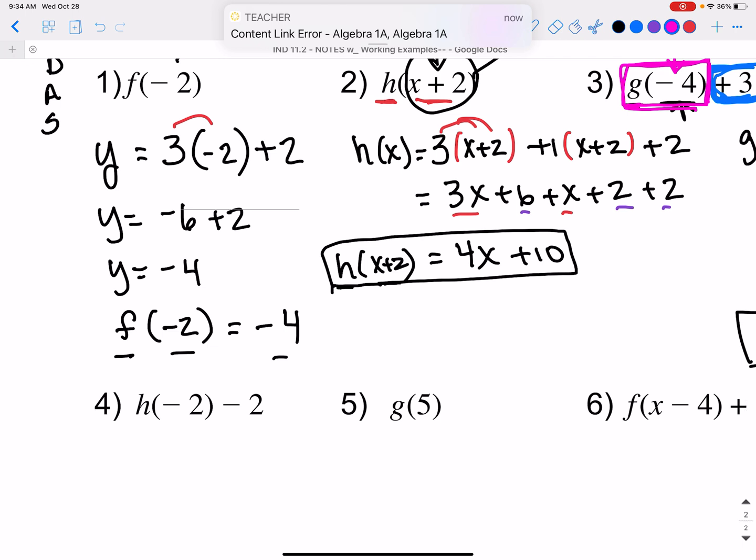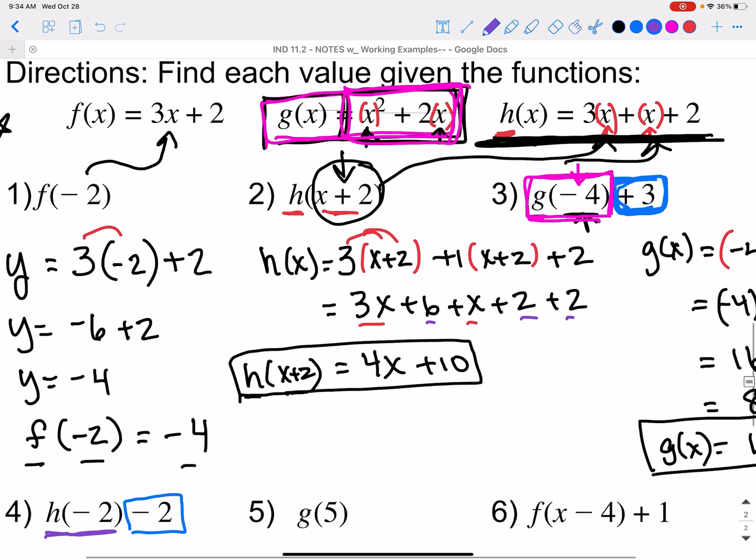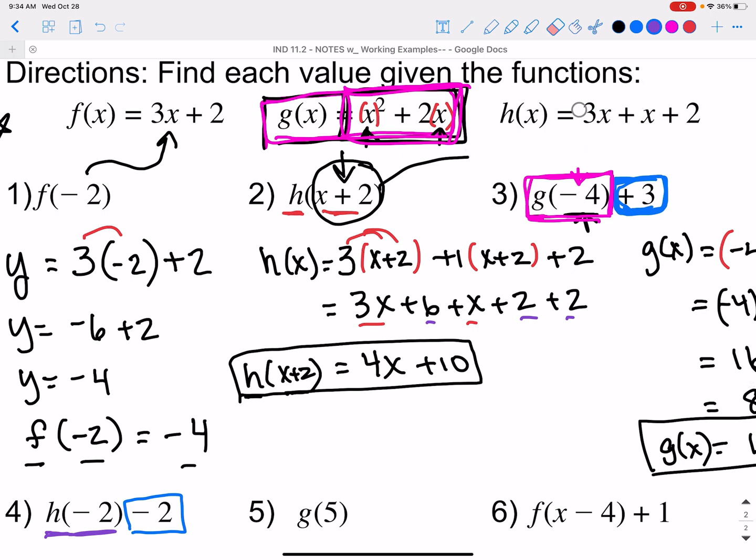My problem here is h of negative 2 and then minus 2. So you'll notice I have this minus 2 to be tacked on at the end, and you'll notice it's telling me to use my h function. So let me go up and grab my h function. All right, so let's erase all this that I've written so far just to make it kind of a clean slate. All right, here's my h function, right here.